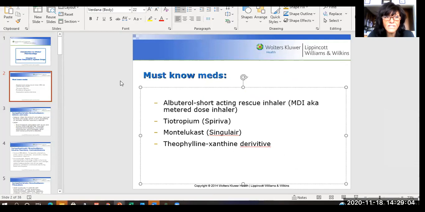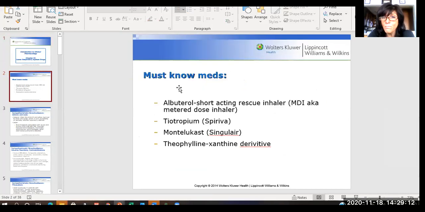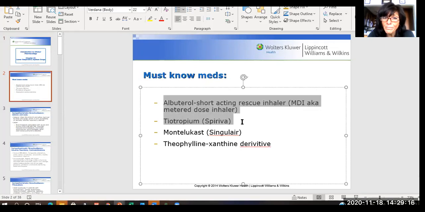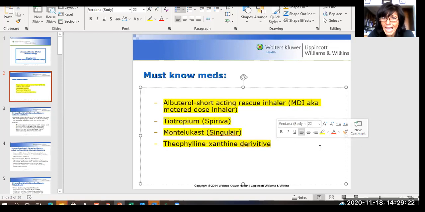And there you go. So this is chapter 32 in the Pharm book, and it is lower respiratory system drugs, okay? So now, under the must-know meds, this one, albuterol, got to know it. And I'm adding one. You don't have to do a med template on it, okay? Don't worry about that. But I do want to talk about theophylline in addition to tiotropium and montelukast, okay?